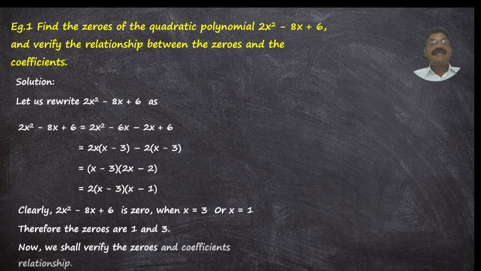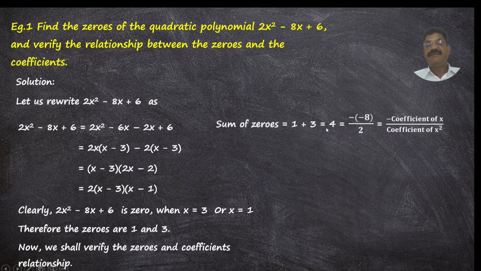Now we verify the relationship between the zeros and the coefficients. Sum of zeros is equal to 1 plus 3, which is equal to 4. Now we find minus coefficient of x divided by coefficient of x square. Coefficient of x is minus 8. So minus of minus 8 is plus 8 divided by 2, which is equal to 4. Therefore, the first relationship is verified.